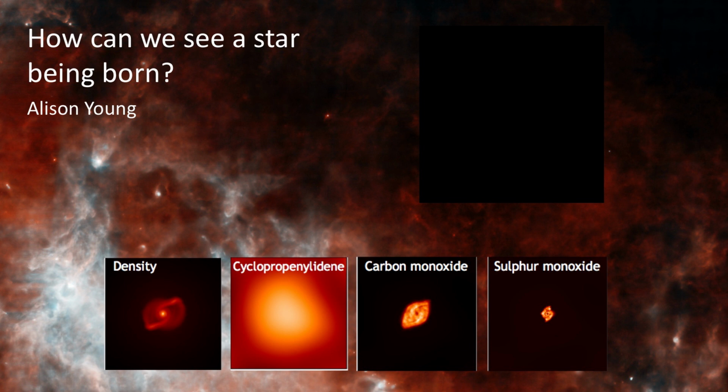And at the other end, we've got sulfur monoxide, which looks really compact because it only forms in the warm core. So it shows up the core of the object, of the newborn star, really nicely. So if we know what chemicals to look for, that could help astronomers to be able to identify a newborn star for the first time.